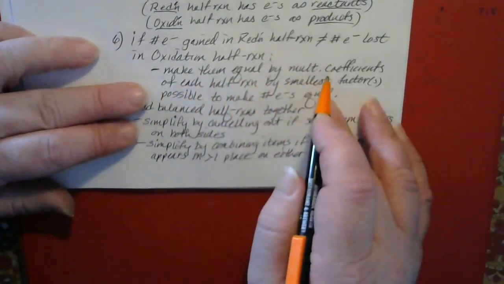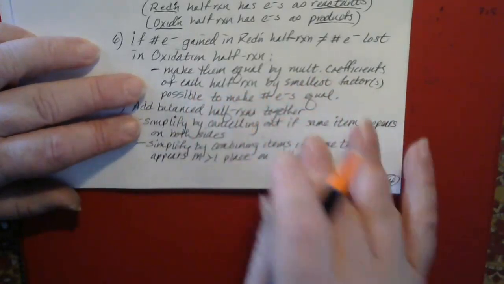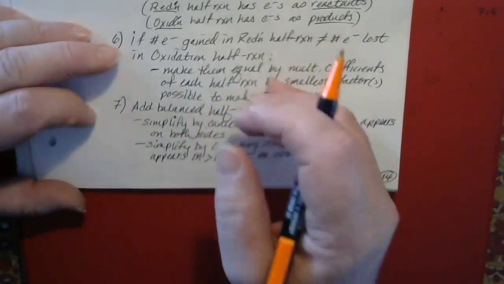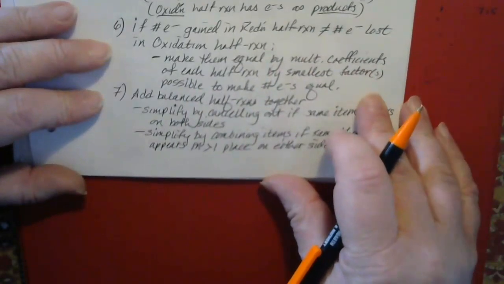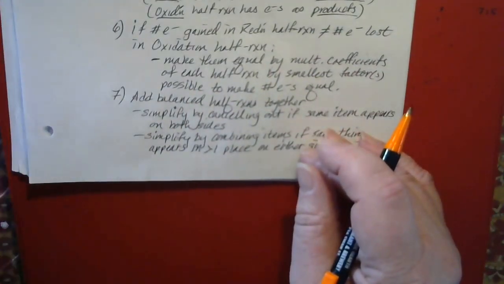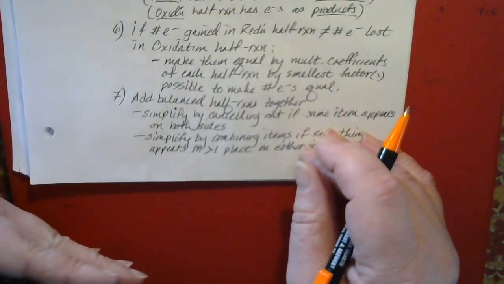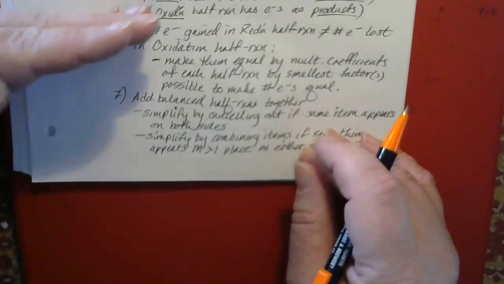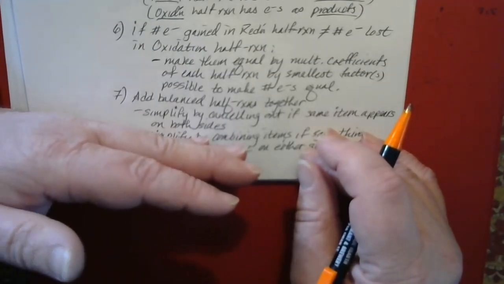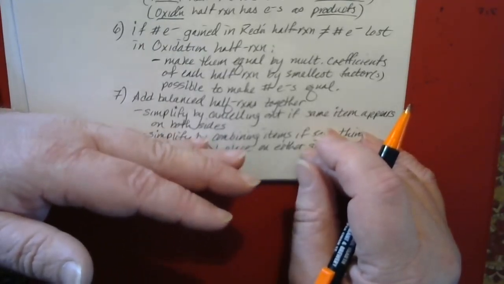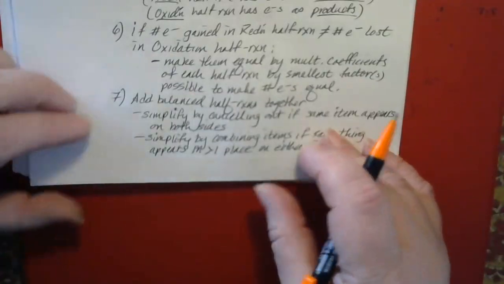Okay, so what you do is you make them equal by multiplying all of the coefficients of the two half reactions by the smallest possible factors in order to get the numbers of electrons coming and going to be the same. You might have to multiply one of the half reactions by a certain number, and the other half reaction might be okay the way it is. Like if one half reaction has 2 electrons involved in it, and the other half reaction has 1 electron involved in it, well, then obviously all of the coefficients in the equation with 1 electron would have to be doubled, so that now it has 2 electrons, just like the other equation does.